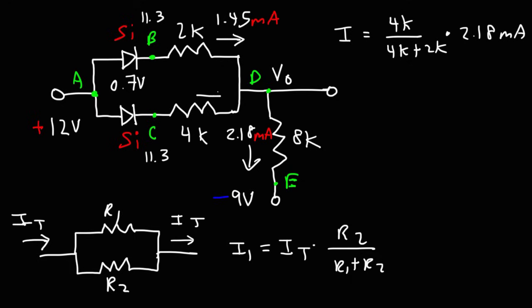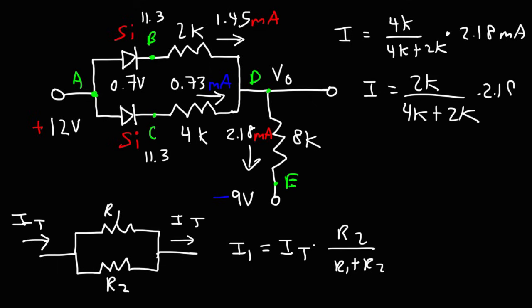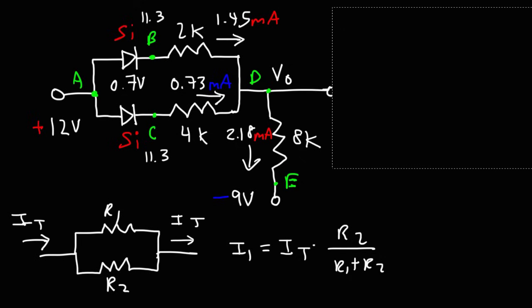Now the current that's flowing through the 4 kilo ohm resistor, we can do 2.18 minus 1.45, and that's going to give us 0.73 milliamps. Or we could use the formula. It's going to be the other resistor, which is 2, divided by the sum of the two resistors, times 2.18. So that's 2 over 6 times 2.18, and that'll give you the same answer, 0.7267, which rounds to 0.73. So that's how you can calculate the currents flowing through those two resistors.